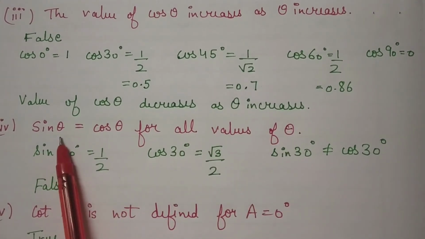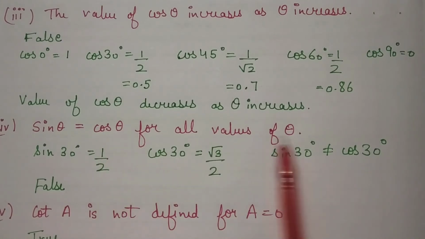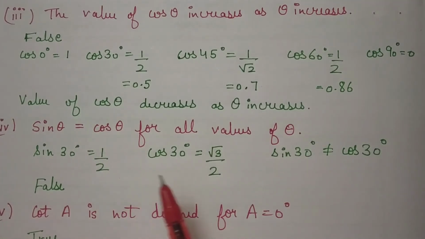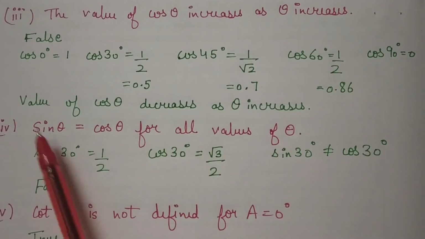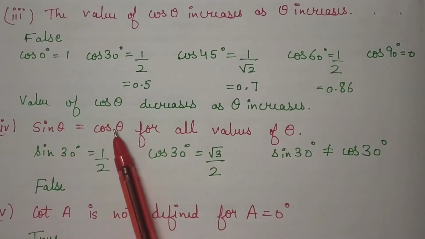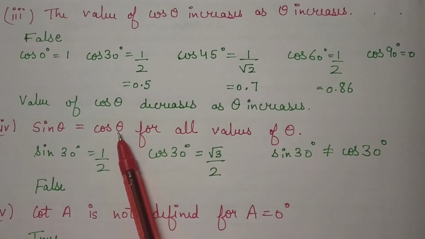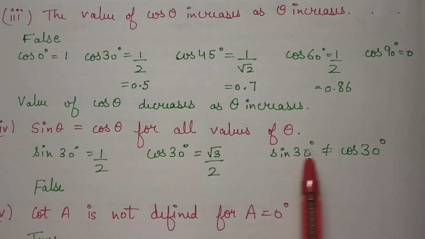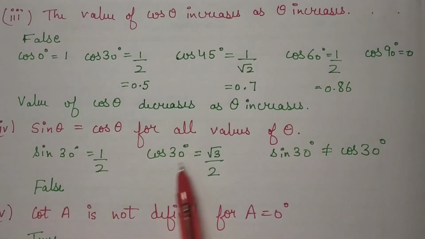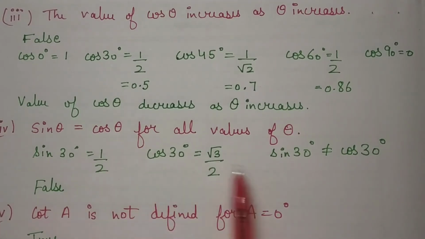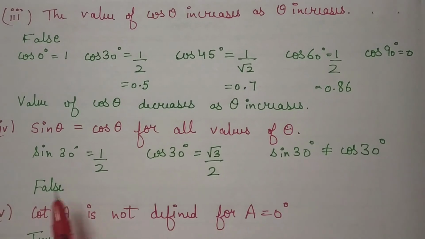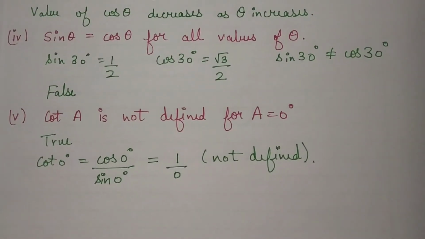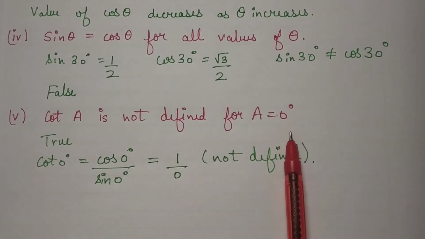Now fourth part, sin theta is equal to cos theta for all values of theta. This is false because only at 45 degree the sin 45 degree and cos 45 degree are equal, which is 1 by root 2. At every other value they are different. At sin 30 degree, if I take, it is 1 by 2, and cos 30 degree is root 3 by 2, which is not equal. So this is false.